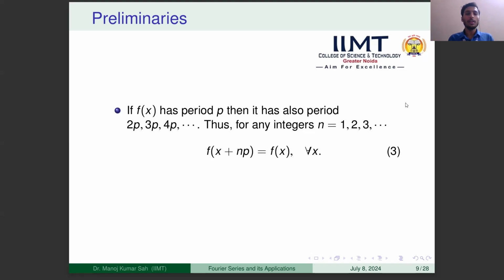If f of x has period p, then 2p, 3p, 4p, 5p, and so on are also periods of the given function f of x. Thus, for any integer n equal to 1, 2, 3, and so on, we are able to write f of x plus n times p equal to f of x for every x.